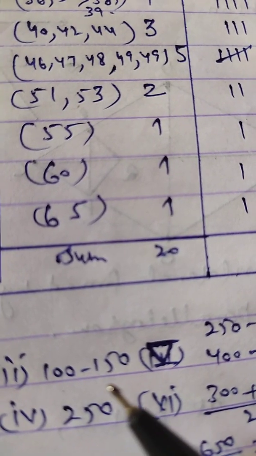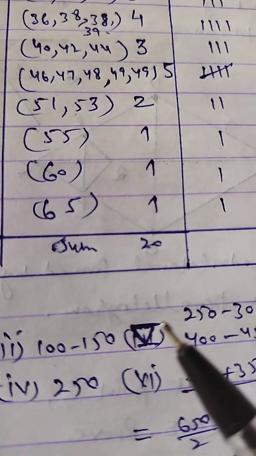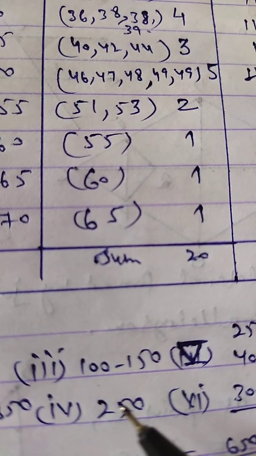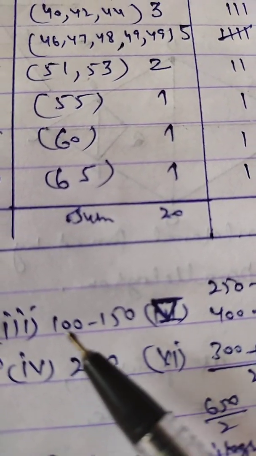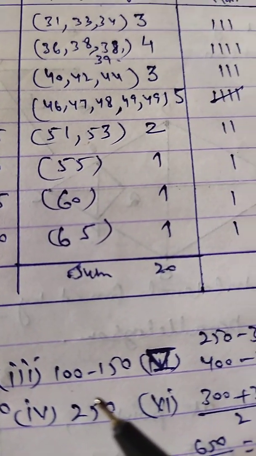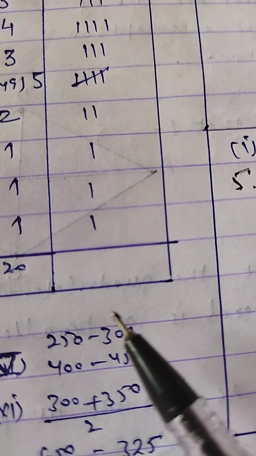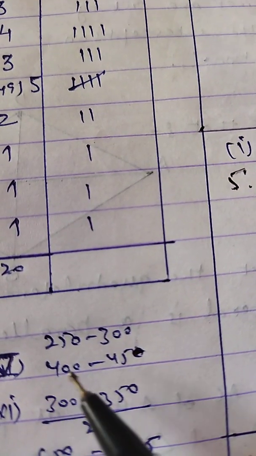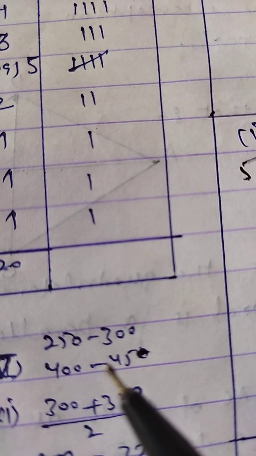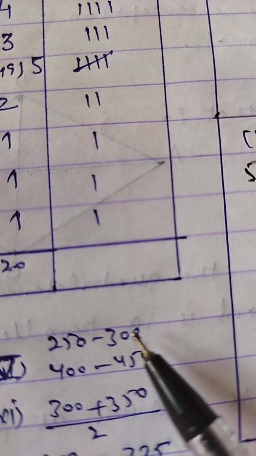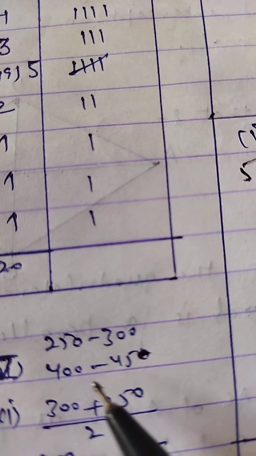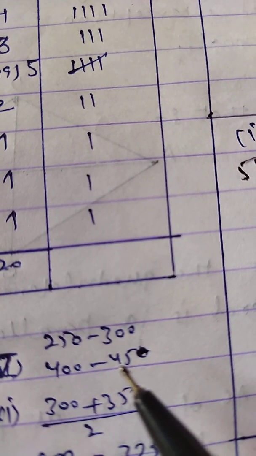Then fourth part, what is the upper limit of the class interval 200 to 250? For 200 to 250, 200 is the lower limit, 250 is the upper limit. So 250 will be the answer. Fifth part, which two classes have the same frequencies? If you see these two, 250 to 300 and 400 to 450, the frequencies for both are 55 each. So these are the class intervals where the frequencies are the same.